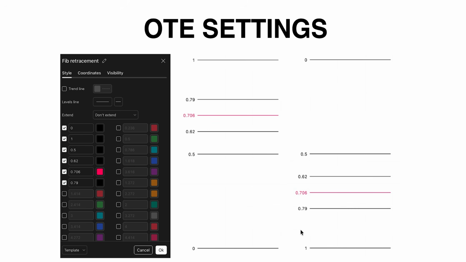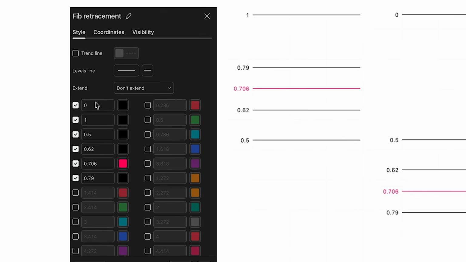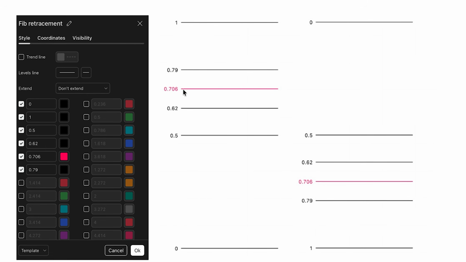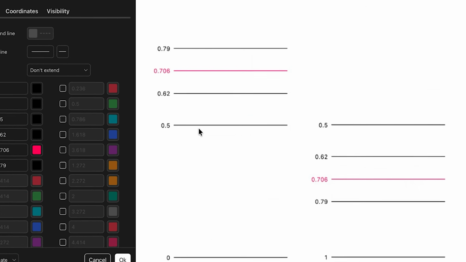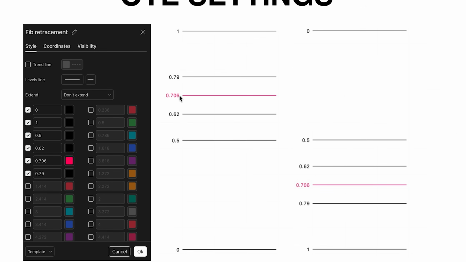Let's get into it. Alright, so these are going to be the OTE settings you're going to be using. Once you pull up your Fibonacci retracement tool on TradingView, it's going to look nothing like this. All you need to do is change your settings to these levels right here alongside the colors, and you should get something like this. Now looking at your OTE, the 0.5 is your equilibrium. The rest of these zones here are your OTE levels.